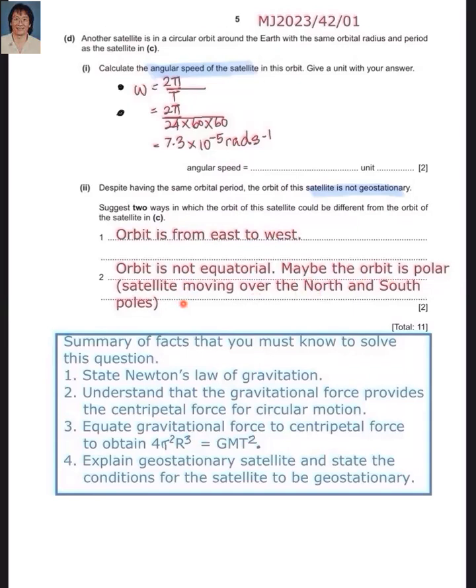And then this is a summary of the facts that you must know to solve this question. Number 1, you must state Newton's law of gravitation. Number 2, understand that the gravitational force provides the centripetal force for circular motion. Number 3, equate gravitational force to centripetal force to obtain 4 pi squared r cubed equals to G M T squared. And then number 4, explain geostationary satellite and state the conditions for the satellite to be geostationary.